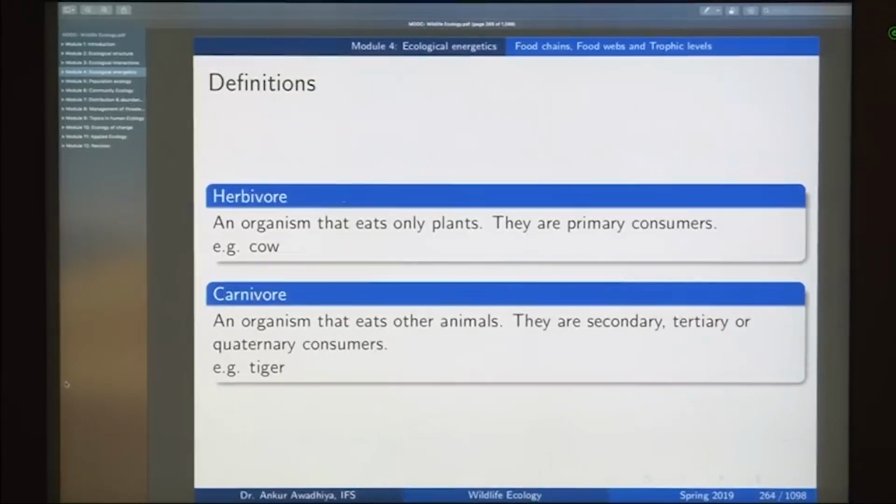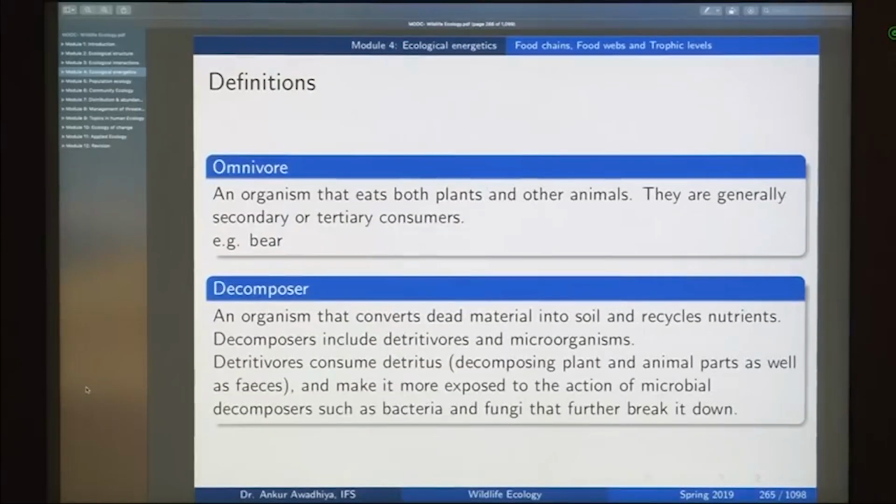Next we defined herbivore and carnivore. So, herbivore is an organism that eats only plants, so they are the primary consumers, and carnivore is an organism that eats other animals, so they can be secondary consumers, tertiary consumers or quaternary consumers such as tigers. Then we have omnivore that eats both plants and animals such as bear, and decomposer is an organism that converts dead material into soil and recycles the nutrients. So, it plays a very important part in the functioning of the ecosystem, and it includes detritivores and microorganisms.